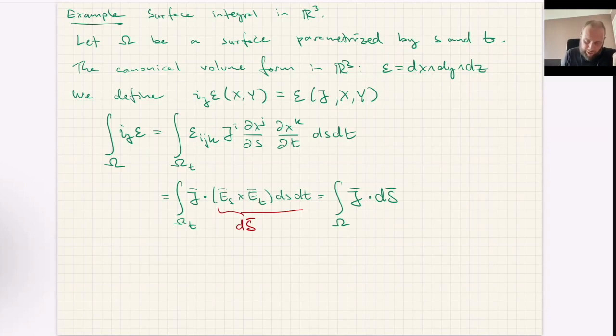Okay, so this here is the so-called insertion map. It maps a P form to a P-1 form by inserting the vector field that you have into that form. So this is what I'm doing here: I'm inserting J into the first argument of epsilon. And assuming, of course, that I have J fixed, then this is a 2 form because it takes X and Y, 2 vectors, as arguments, and it's alternating. And so I can integrate that over a 2-dimensional surface.